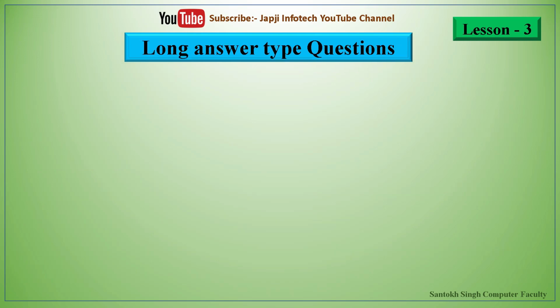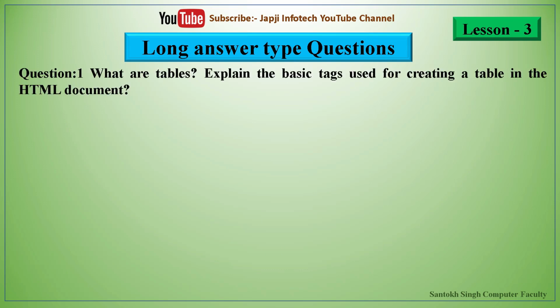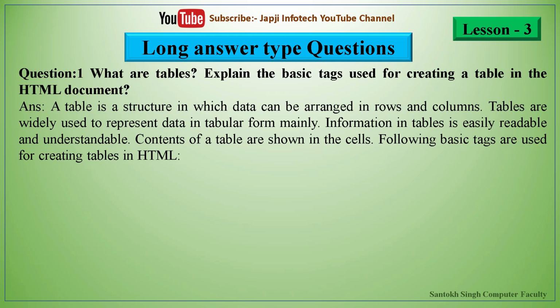So now we will learn about long answer type questions. The first question is, what are tables? Explain the basic tags used for creating a table in the HTML document. A table is a structure in which data can be arranged in rows and columns. Tables are widely used to represent data in tabular form. Mainly, information in a table is easily readable and understandable. Content of a table is shown in the cells.